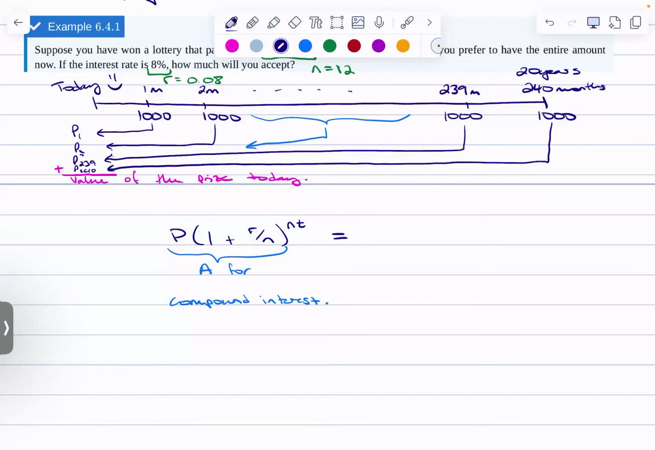Here's where it gets a little hokey. We're going to force this to be the same as A for all these payments. Okay. Which looks like what? M times (1 plus r over n) to the n times t, minus 1, over r over n.